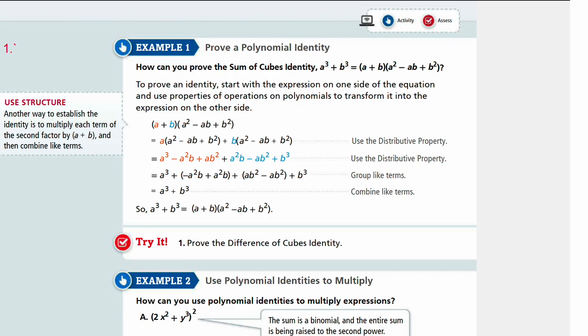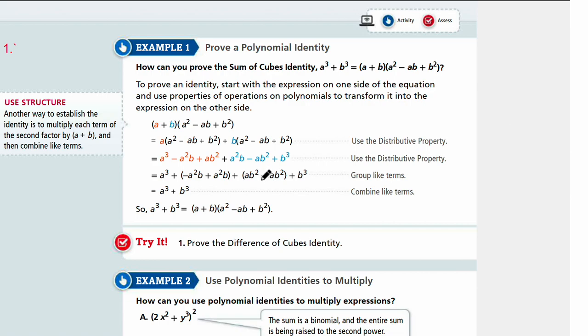Let's continue with example 1. Prove a polynomial identity. How can you prove the sum of cubes identity? a cubed plus b cubed equals the binomial (a plus b) times the trinomial (a squared minus ab plus b squared). To prove an identity, start with the expression on one side of the equation and use properties of operations and polynomials to transform it into the expression on the other side.